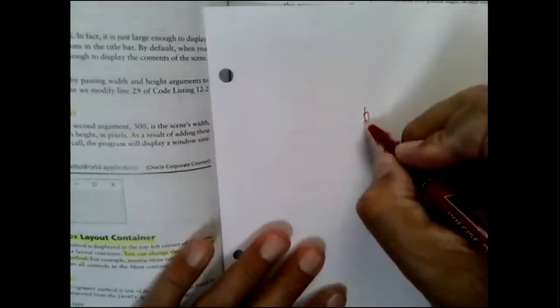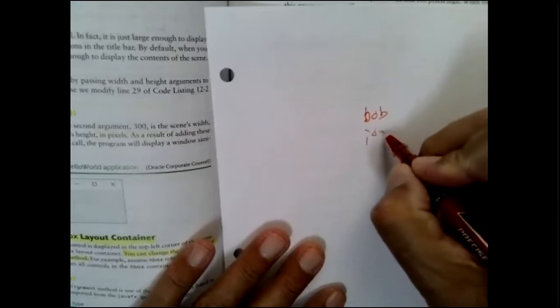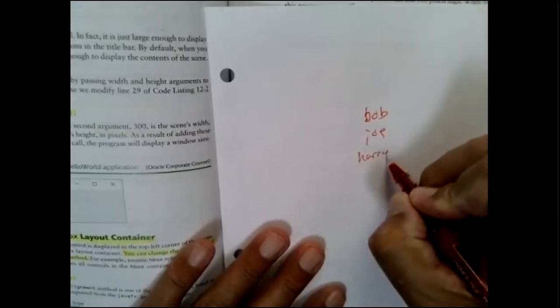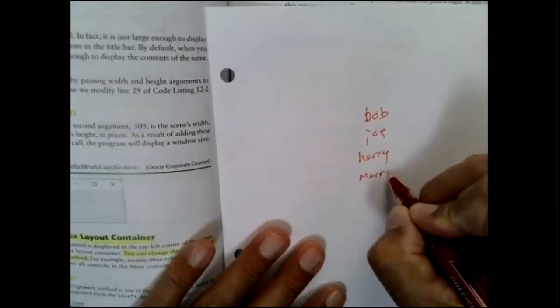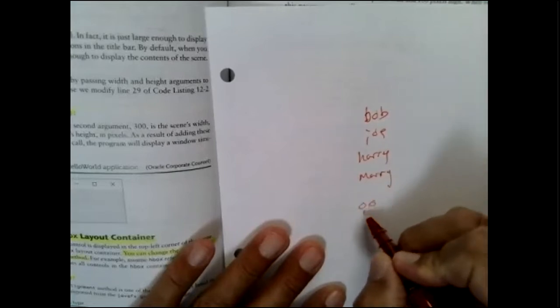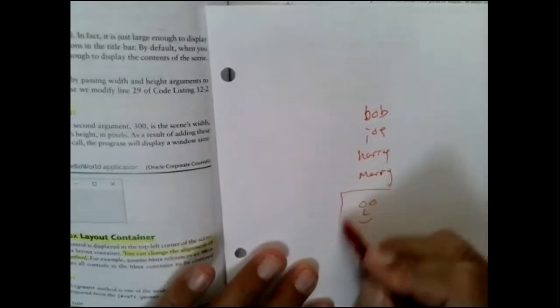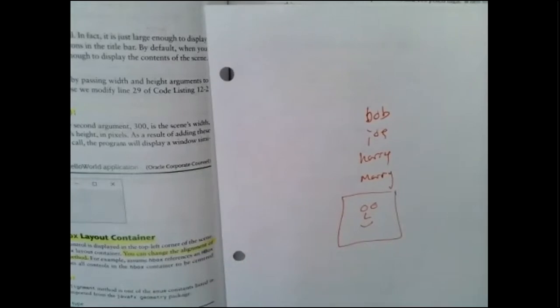And then I want a happy face. So you're going to take 12.3 and edit it. And I want to see Bob, Joe, Harry, Mary. And then I want you to put a happy face in. Notice these are all vertical. You mean a picture of a happy face, right? Yes. Okay. Yep.